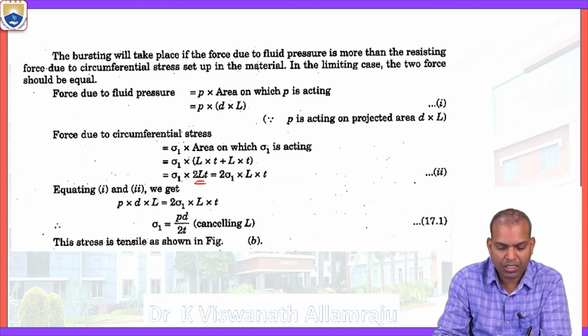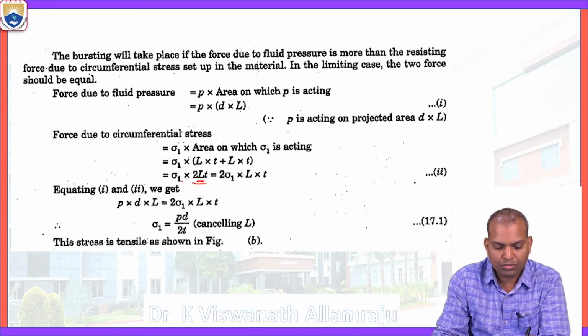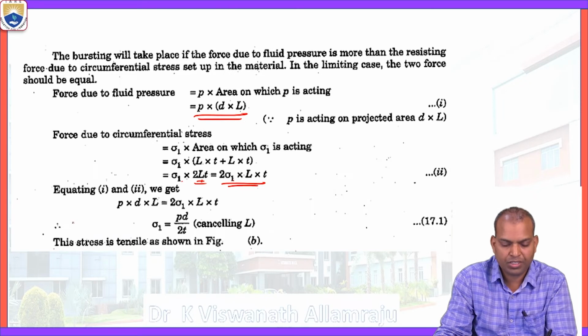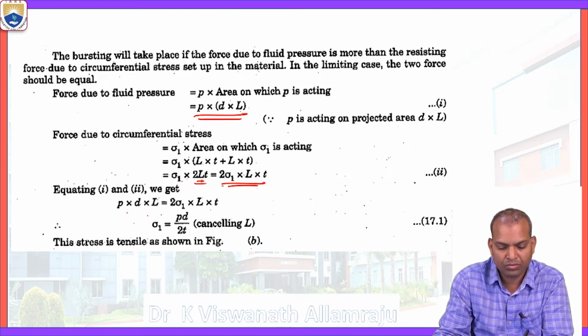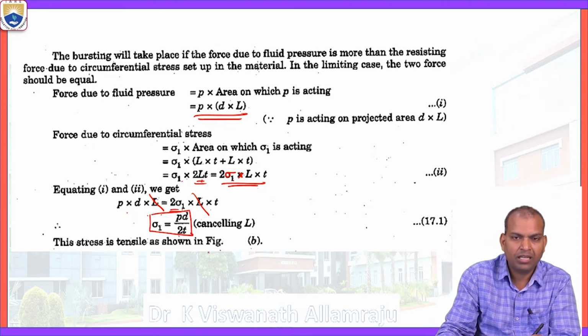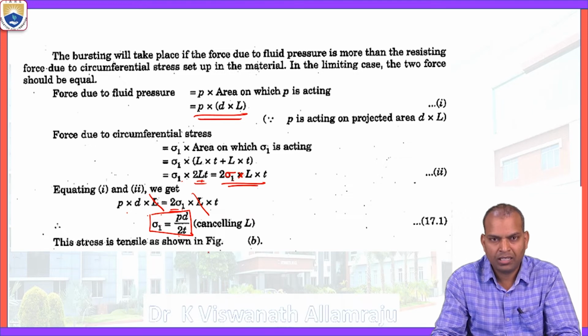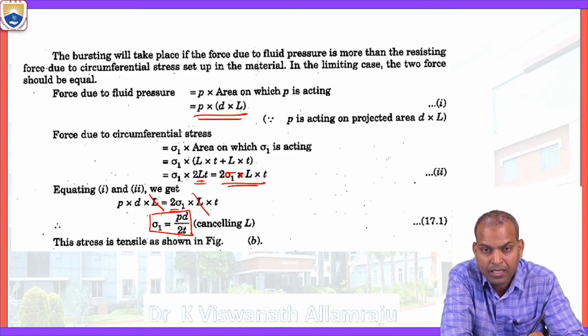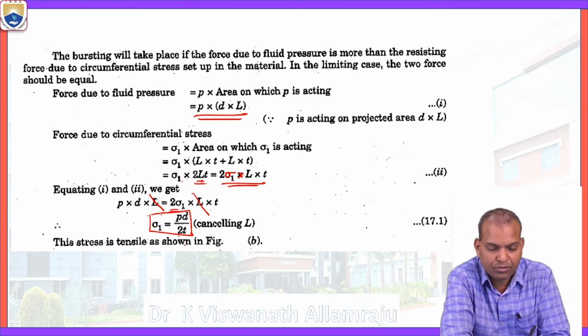Sigma 1 into 2 times L into T. So, 2 times sigma 1 times LT. If we equate these two equations, P into D into L equals 2 sigma 1 times L into T. Now, sigma 1 from this simplification, L will be cancelled, then PD by 2T. Sigma 1 equals, by cancelling the L on both the left hand side and right hand side, sigma 1 equals PD by 2T.